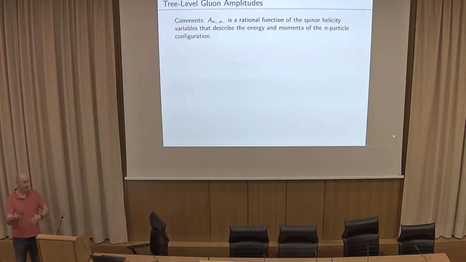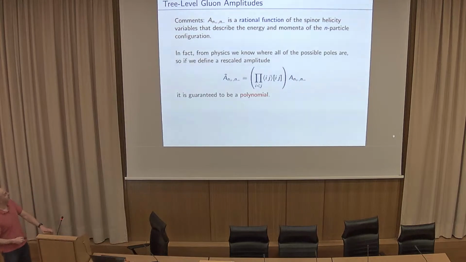Every Feynman diagram has some numerator factors, some denominators, but there are no polylogarithms here. It's just a rational function. And moreover, on basic physical grounds, we know where all the propagators are. We know where all possible denominators are. And here I'm using spinor helicity variables, but if you're not familiar with that, it's no problem. You think of all possible propagators that could possibly appear, and you multiply them out. You define a new rescaled amplitude where you include this factor. And this thing is now guaranteed to be a polynomial.